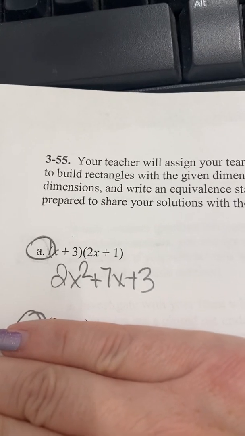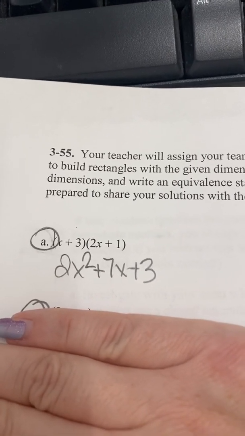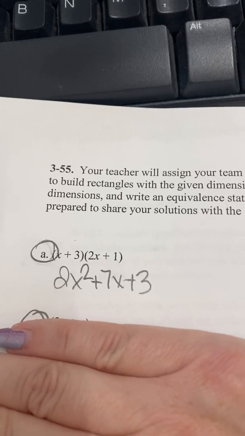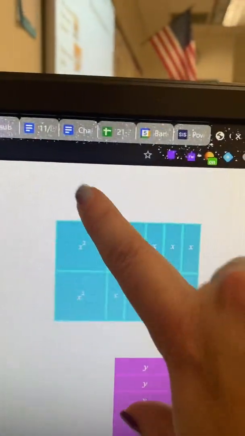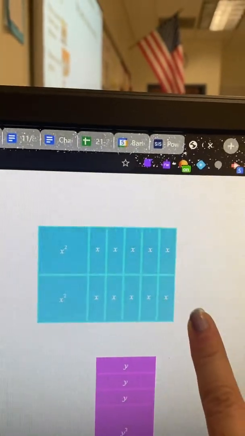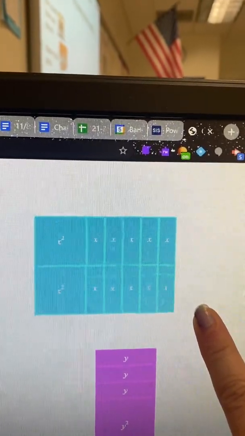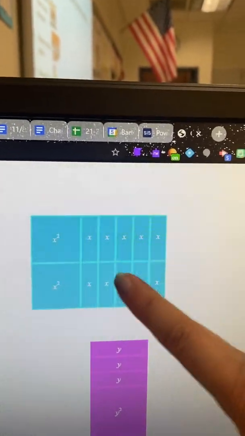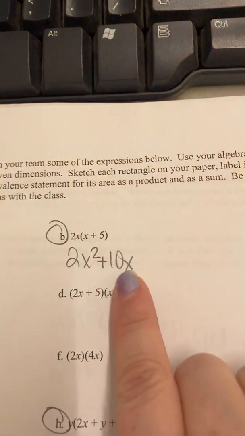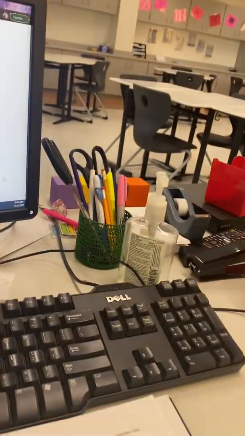And then pause and try B. No, really, hit pause. Okay. So on B, you're looking for 2x times x plus 5. So what that one looks like is we have 2x and then we have x plus 5 down here. So then when you take inventory, you have 2x squared and you have 10 x's. For C, hit pause again.